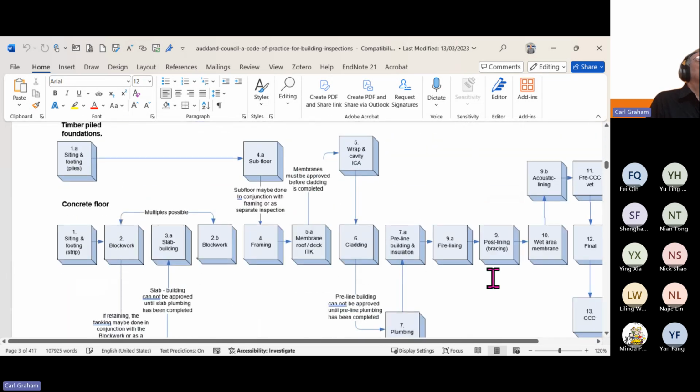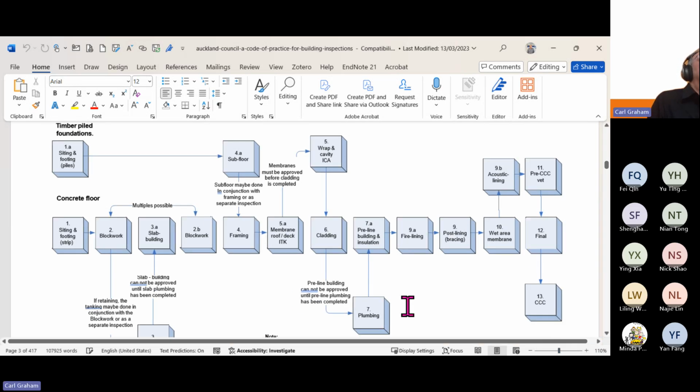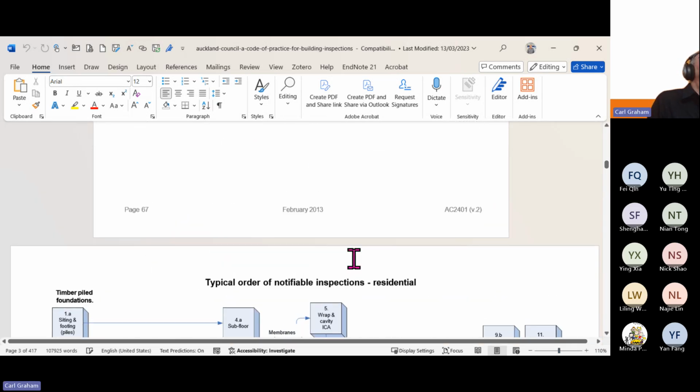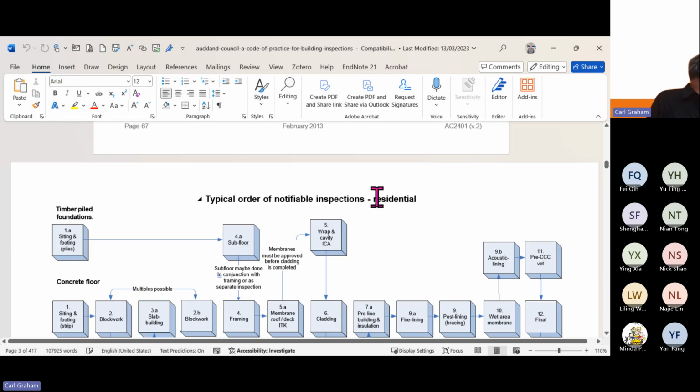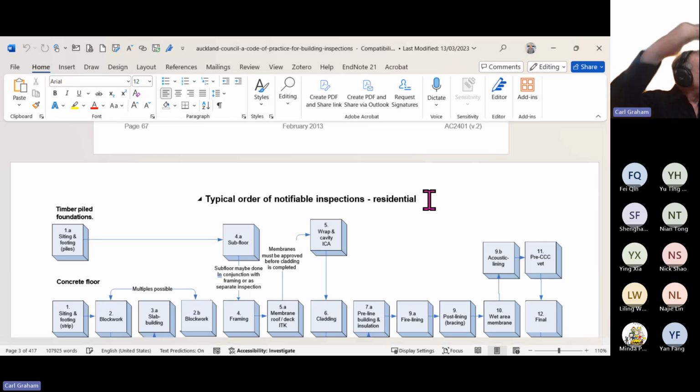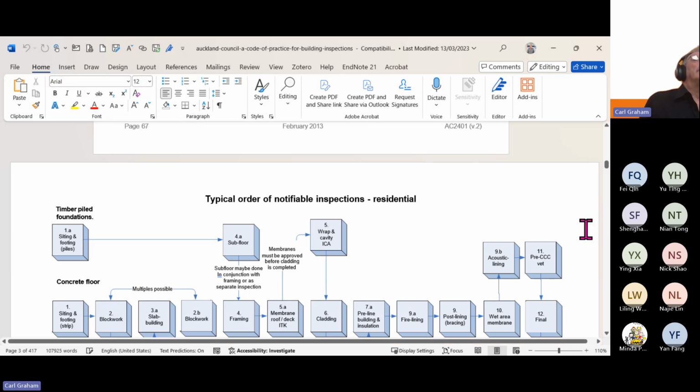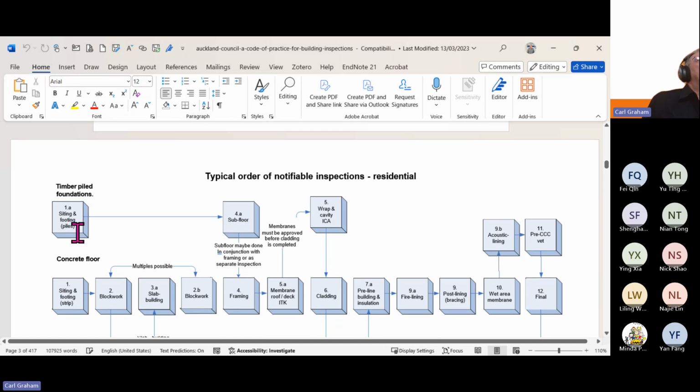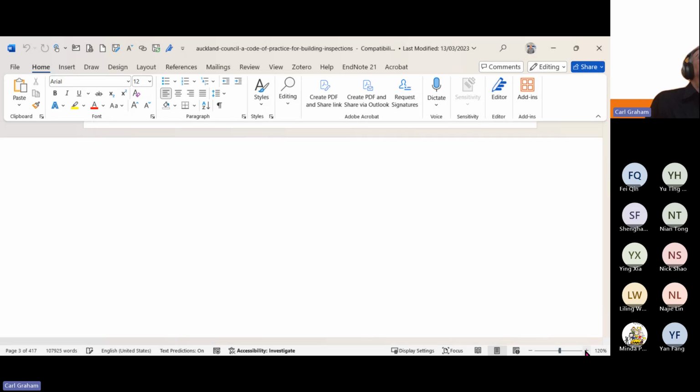Inspection types. There we go. This is worthwhile looking at. On the screen here, you're seeing the residential, and what's appropriate for you guys. That's all you need to know. There are commercial inspections as well, but we're not teaching that as such. I'm just giving you a bit of a broad brush. At the start here, you've got the siting and foundation or footing inspection.